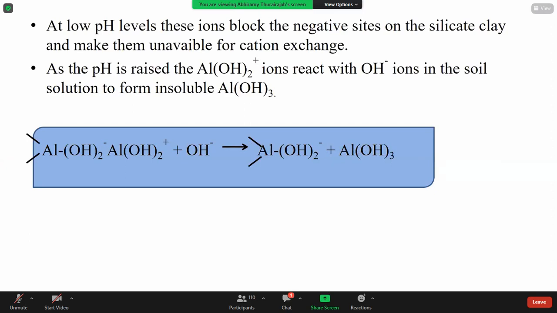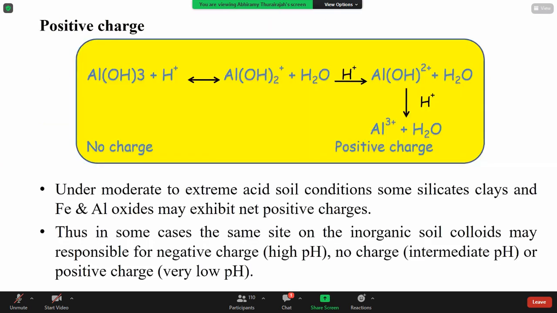Understand up to this? When you go through the notes, you can get a clear idea about it, right? So far we discussed how the negative charge is developed. Now we'll see how the positive charges are developed.